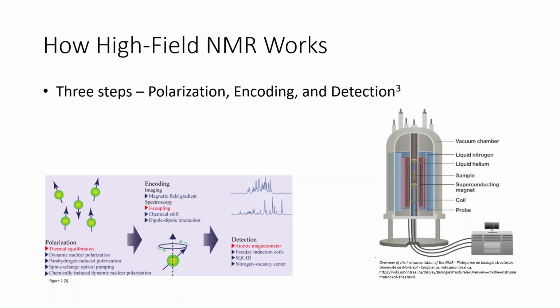The nuclear spins of the sample are thermally polarized in a superconducting magnet. Then, information about the molecular structure of those samples is encoded from the spin resonance frequencies, and these frequencies depend on the applied magnetic fields and the internal spin-spin interactions. The detection is traditionally with Faraday induction coils.